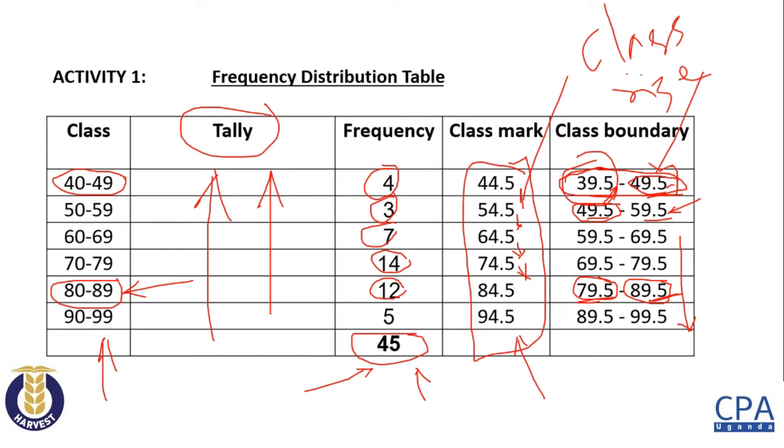So we are going to make use of this frequency distribution table to discuss a number of things, including how to determine measures of location, how to determine measures of dispersion, and how to determine measures of skewness.